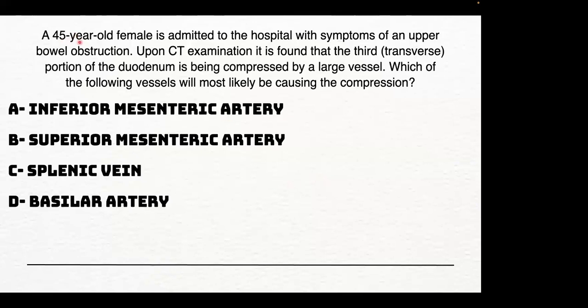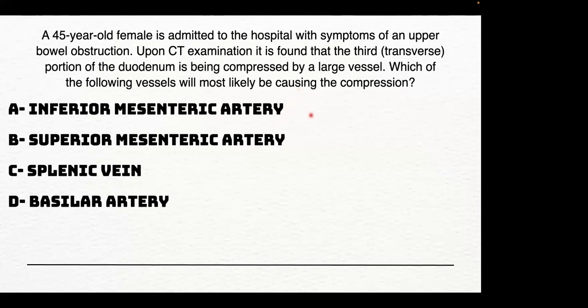Okay. A 45-year-old female is admitted to the hospital with symptoms of an upper bowel obstruction. Upon CT examination, it is found that the transverse portion of the duodenum is compressed by a large vessel. Which of the following vessels most likely would be causing this compression? So as I mentioned in the first question in the relations, I mentioned an important vessel.